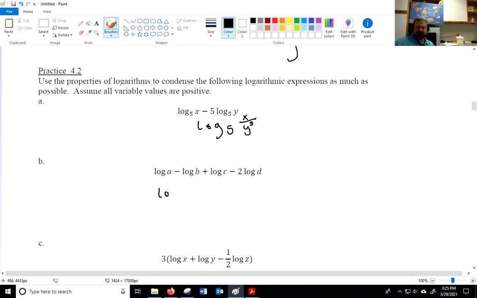On this one here, you should have called it the log of a, and then b goes on bottom. But because it's plus log c, again, the c goes on top. And then another minus, so this goes back on bottom, and that's actually a d squared.